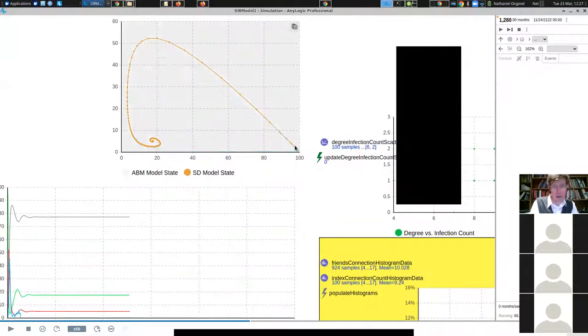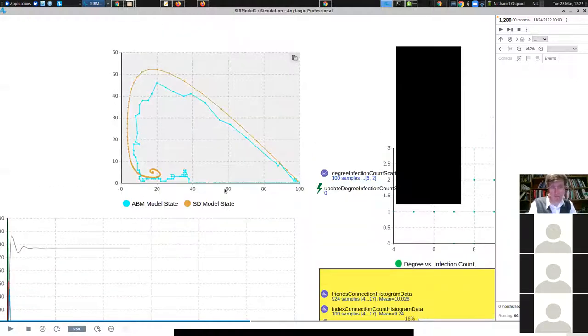Early on, the two state spaces, that from the system dynamics model, susceptible on the x-axis, infective on the y-axis, and the one from the agent-based model, that's the blue one, the brownish one is from the system dynamics model, they kind of paralleled each other. We started with a lot of susceptibles, 99 to be exact, and we had one infective. And they kind of paralleled each other as it started to spread. But over time, you notice a kind of divergence.